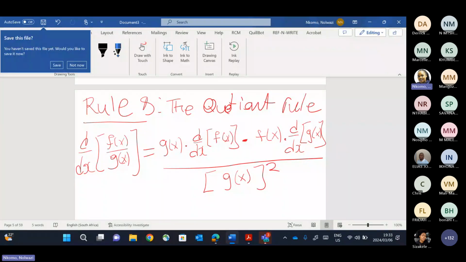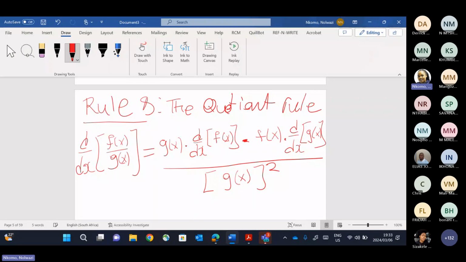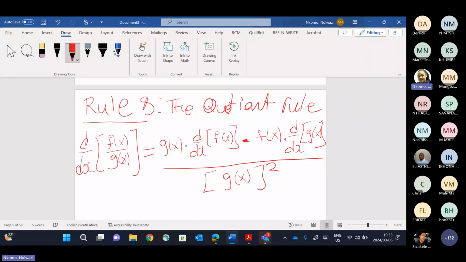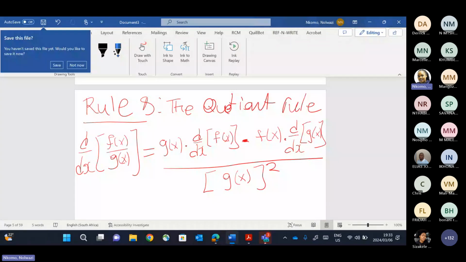Then everything over the lower function squared. You see why here it does matter which function you start with. It's because of this negative, because we subtract the derivative of this times this. If you keep this and differentiate this, then subtract, you keep this and differentiate this, your answer will be wrong.